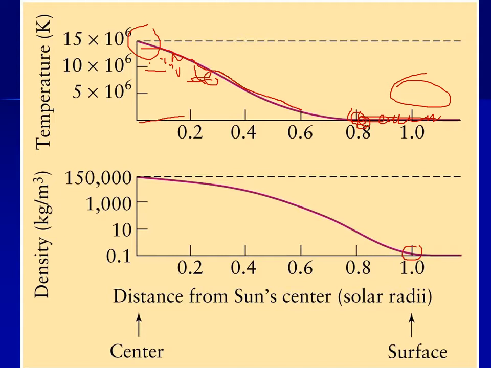Near the surface of the sun, or what we call the surface of the sun, the density is pretty low, about 0.1 kilograms per cubic meter. That's actually less dense than air. The air that's around you is a little more dense than that. So this is pretty thin. Near the center of the sun, it's about 150 metric tons per cubic meter.